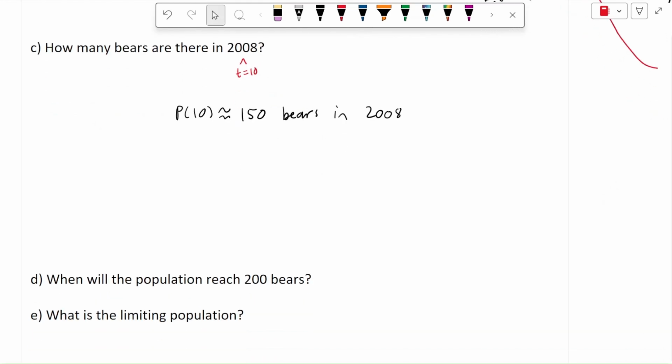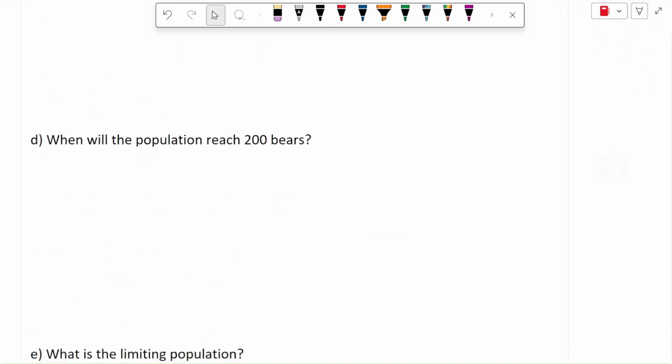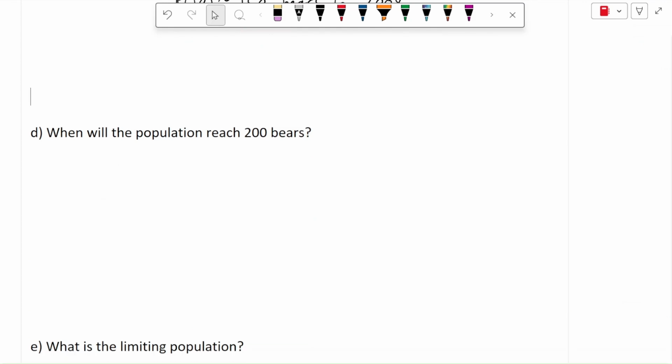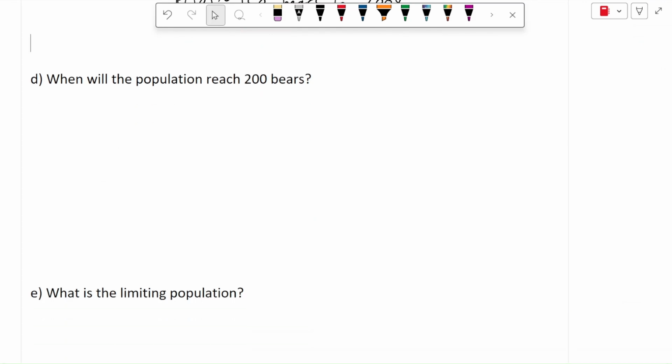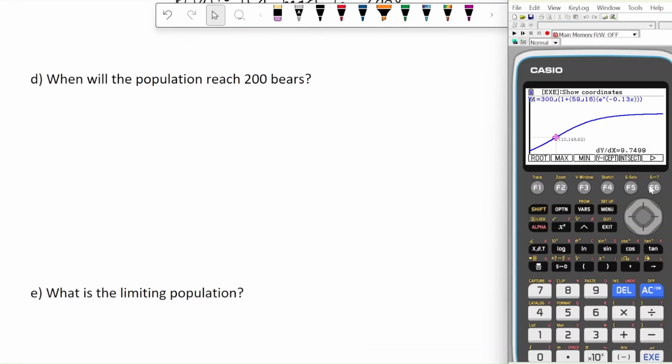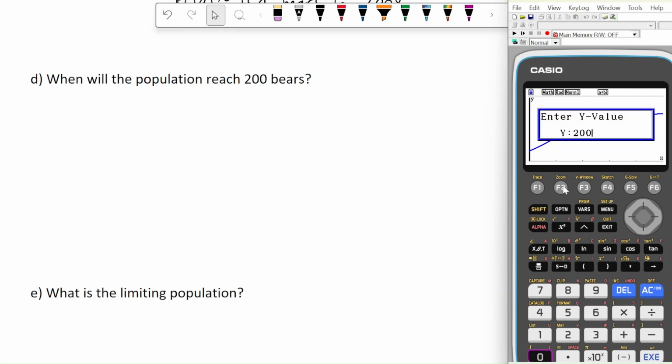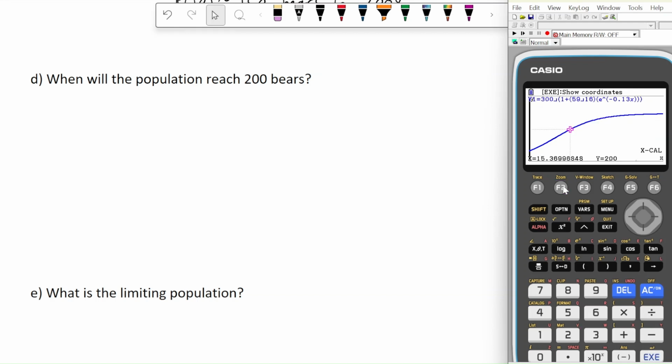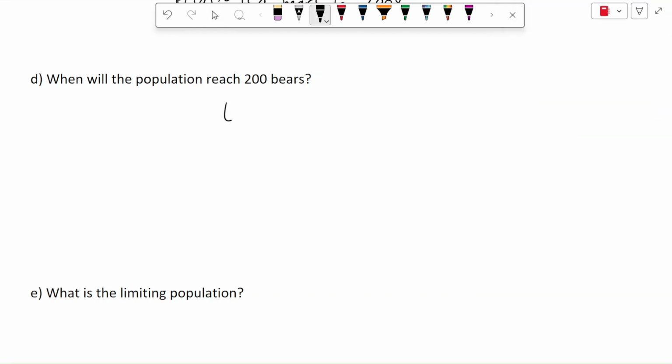When will the population reach 200 bears? So we can work this out. If we want to do that, all you need to do is go into your calculator, G-Solve, cross x-cal 200, and 15.4.